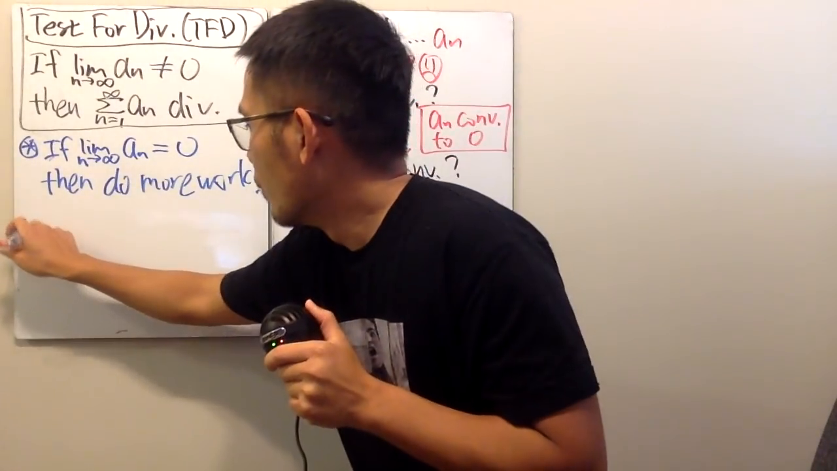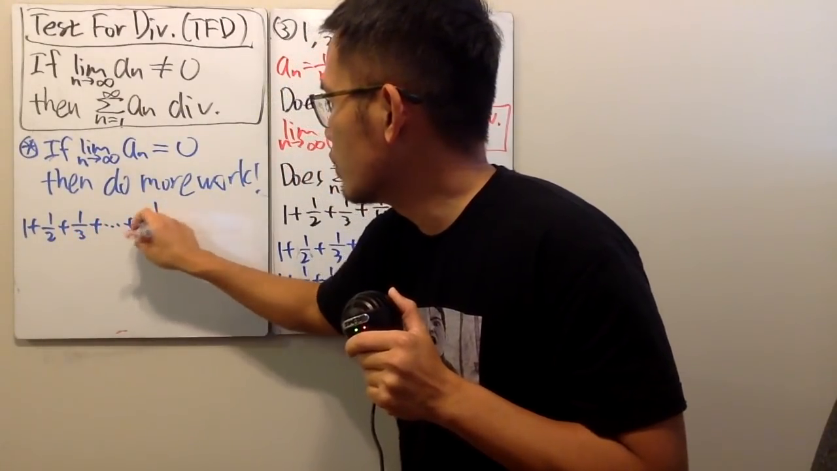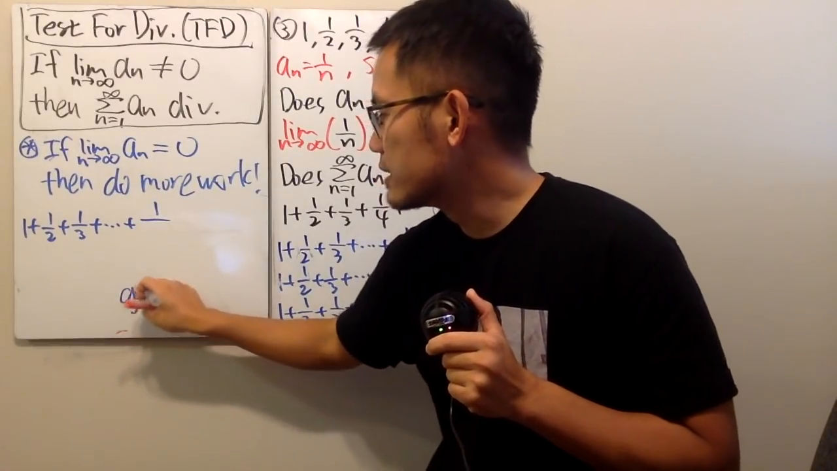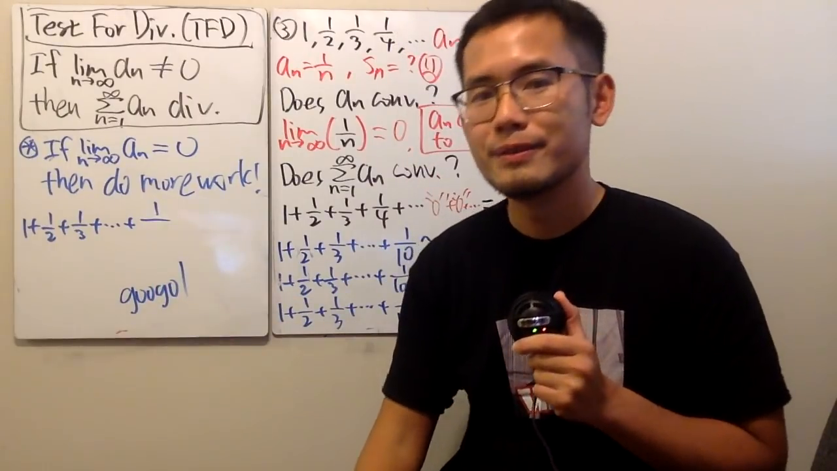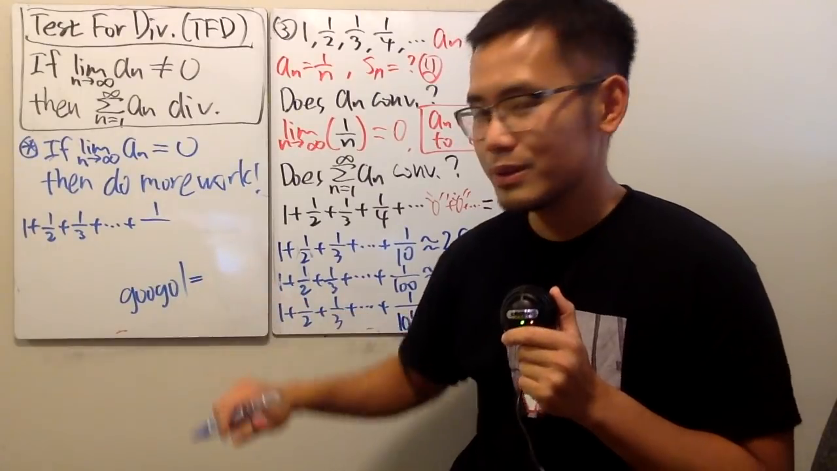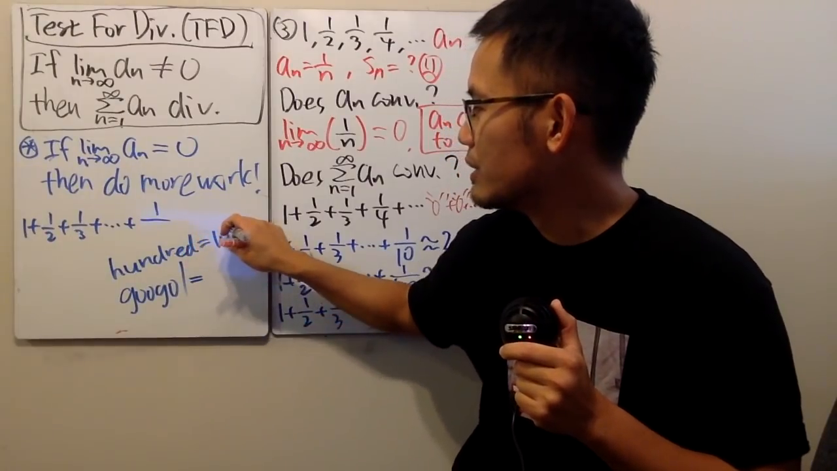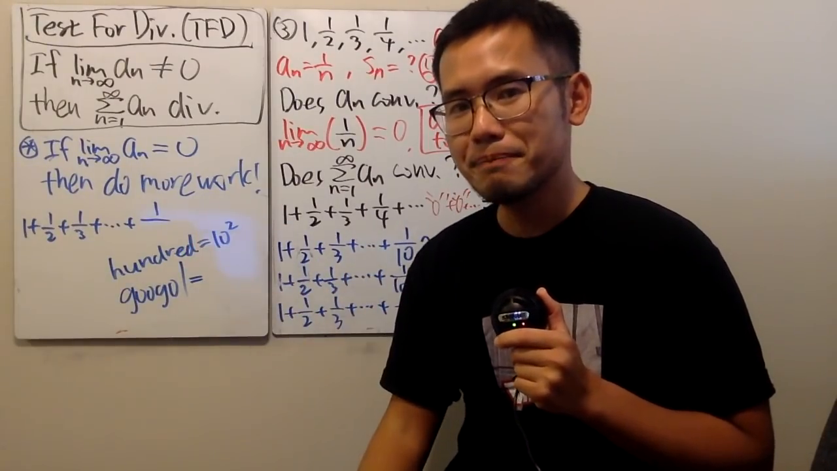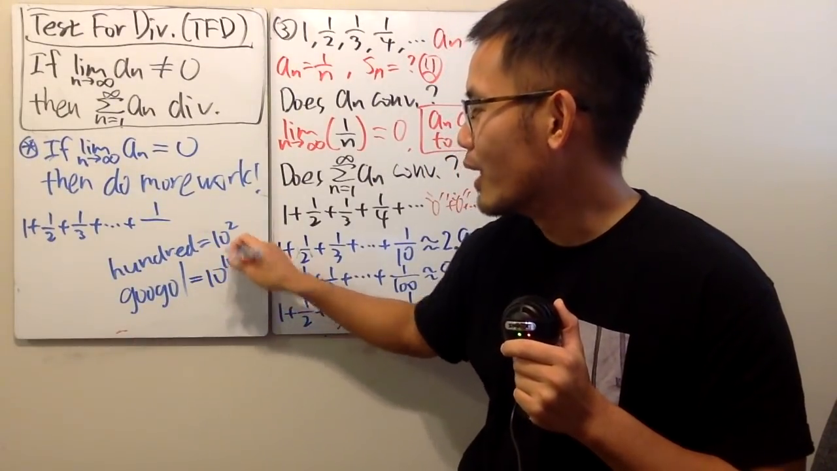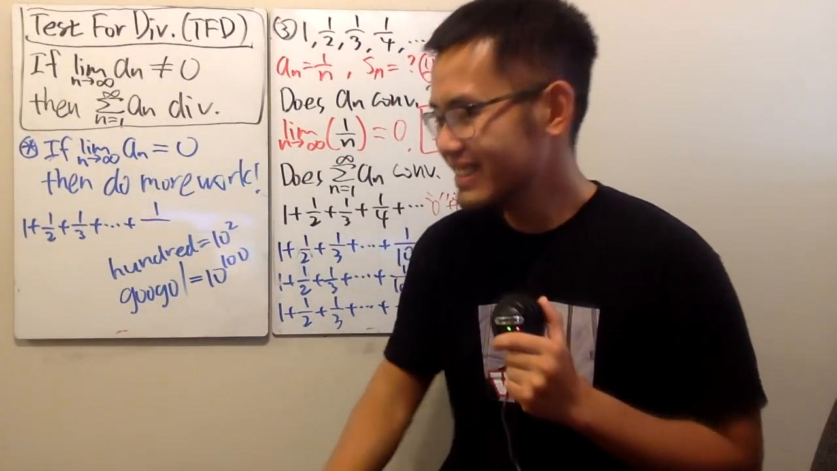If we have 1 plus 1 half plus 1 third plus dot dot dot plus 1 over... Let me ask you guys, do you know what a googol is, spelled this way? Googol means, well, let me give you an example first. The word 100 means 10 to the second power, 1 with 2 zeros, yeah? Googol means 10 to the 100th power, meaning 1 with 100 zeros afterward, right?